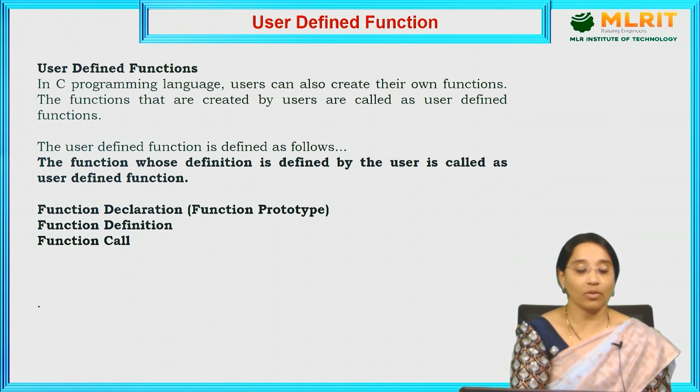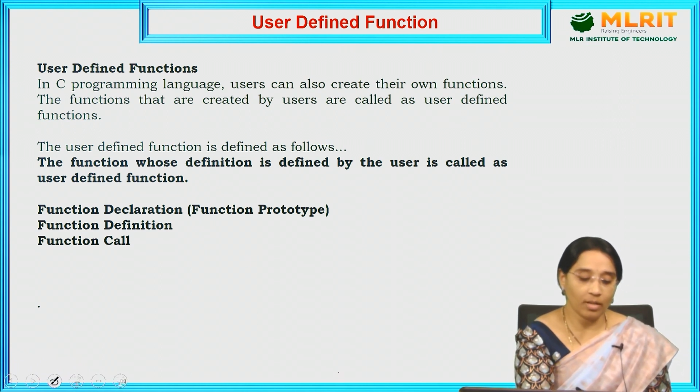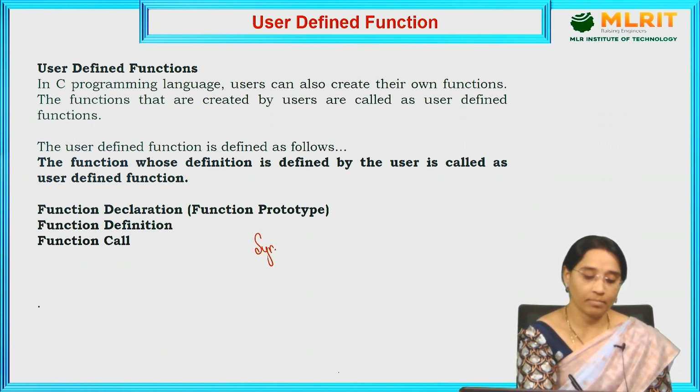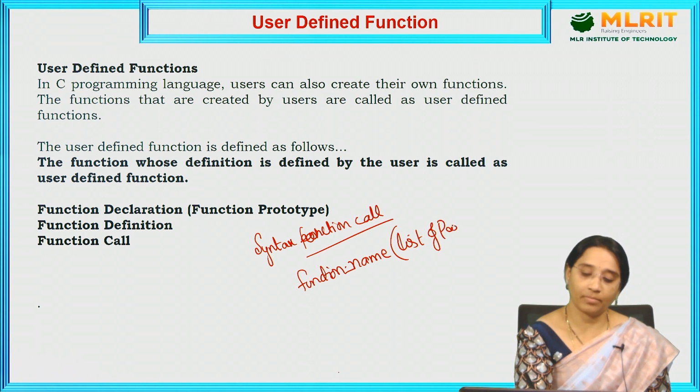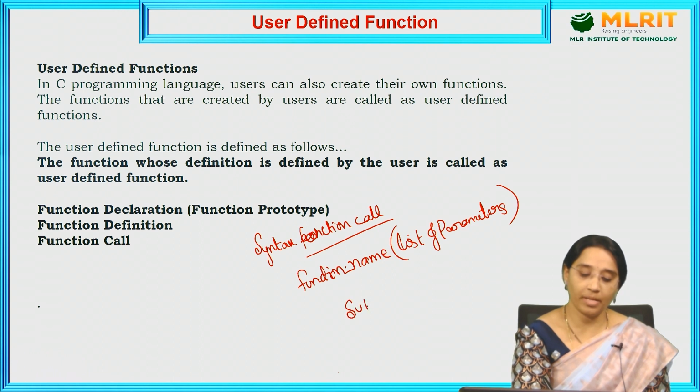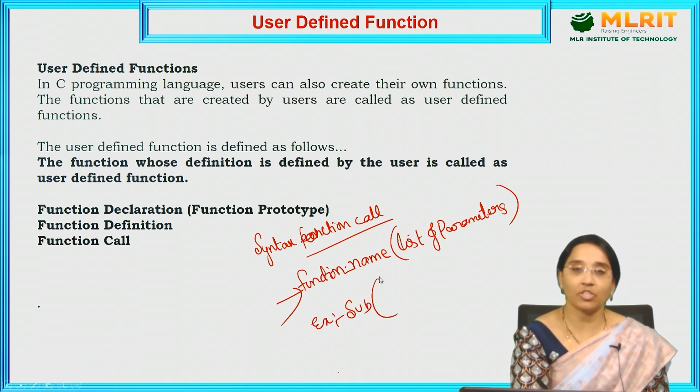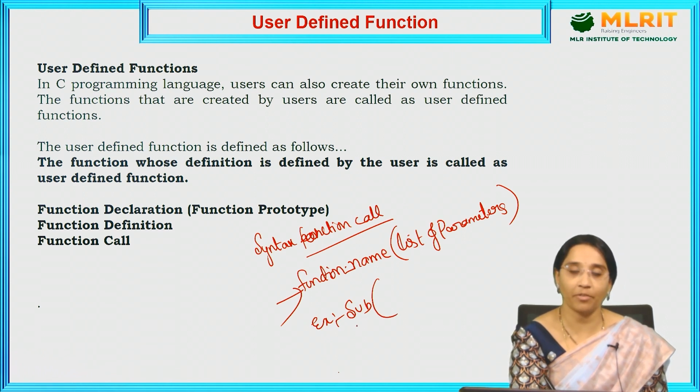Next, syntax of function call. Function call syntax: function name, list of parameters. Function name sub, for example. This is the syntax and this is the example, sub. Function name is sub, a user defined function. This is my own function that I can create.